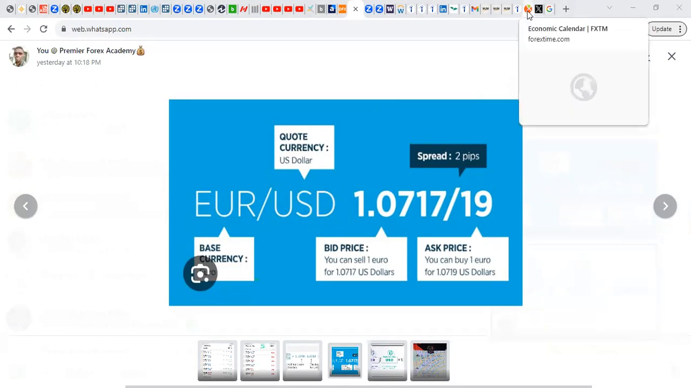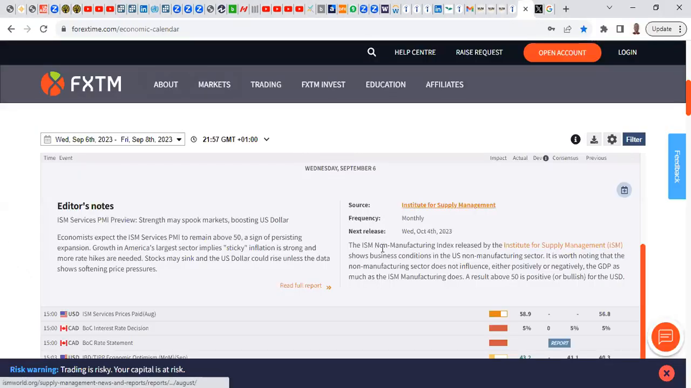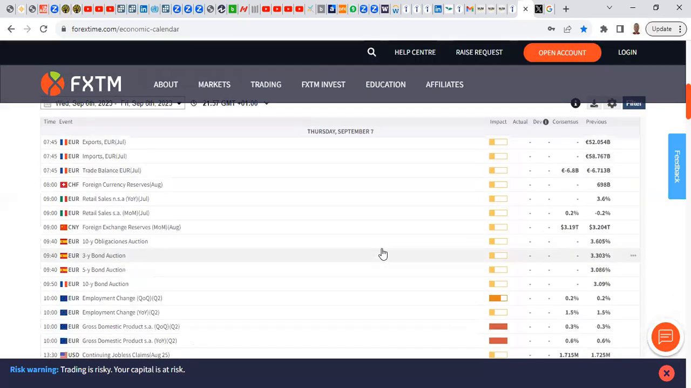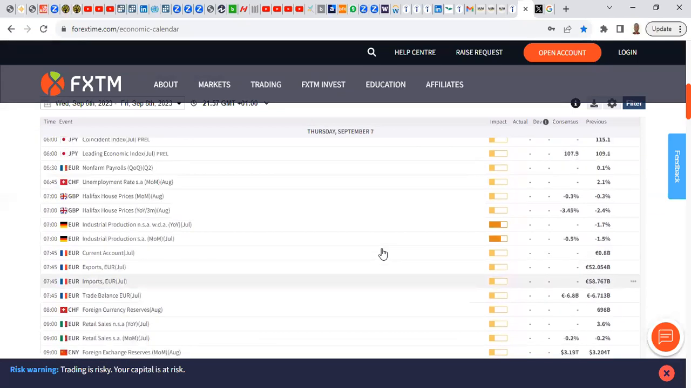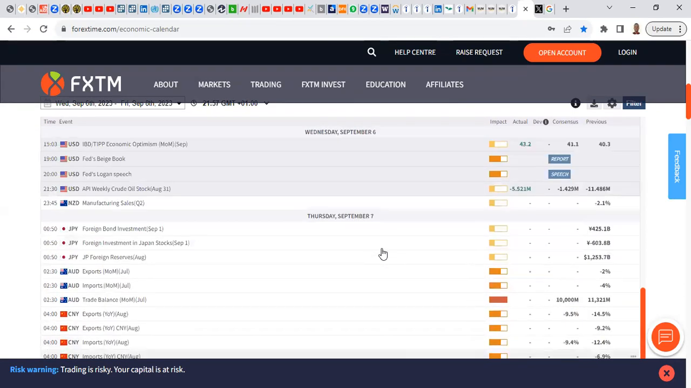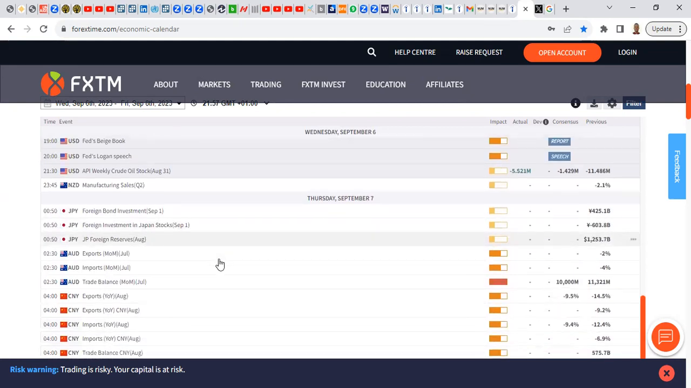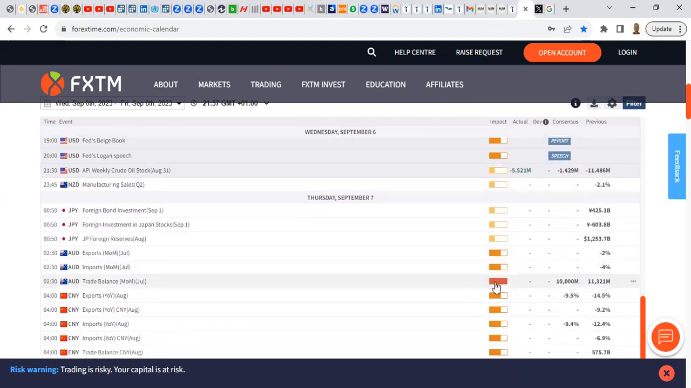So this is the economic calendar. Let me see the news for Thursday. Thursday starts from this place. This is a high impact news, this one that is in red. Can you see the economic calendar, please?